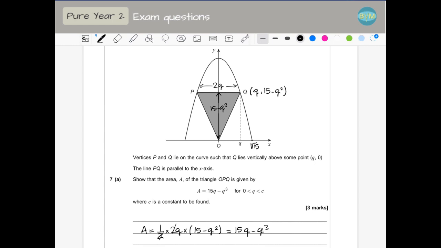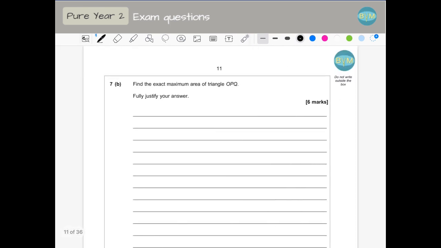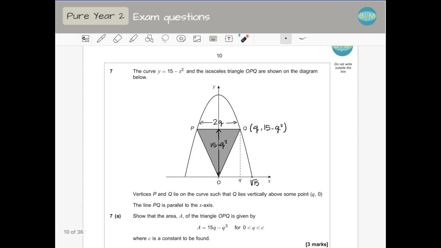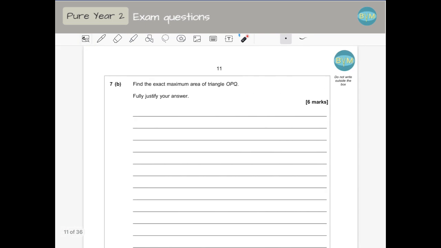So this is the first part. I would write that C is root 15 as the answer. The next part says, find the exact maximum area of triangle OPQ. Maximum question. We have an expression in terms of Q. So to find the maximum, we are just going to differentiate with respect to Q. So we are going to find dA by dQ.